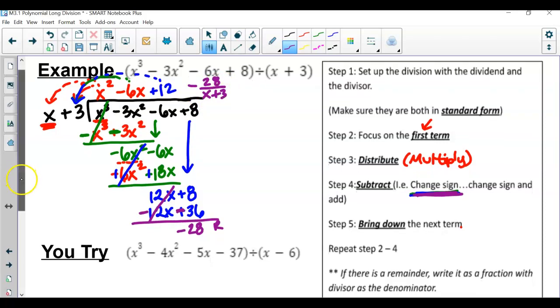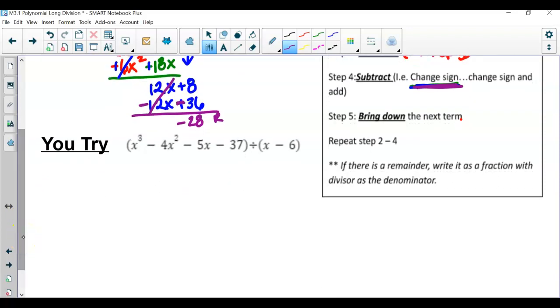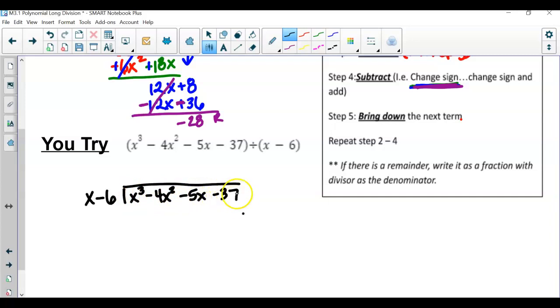So here, pause the video, try this one, and let's see what you get. And here we go. I'm going to set up my divisor of x minus 6. So x cubed minus 4x squared minus 5x minus 37. And again, focus on the first term. So x into the first term. I have 3 x's, 1 x, so I only need 2 more x's.